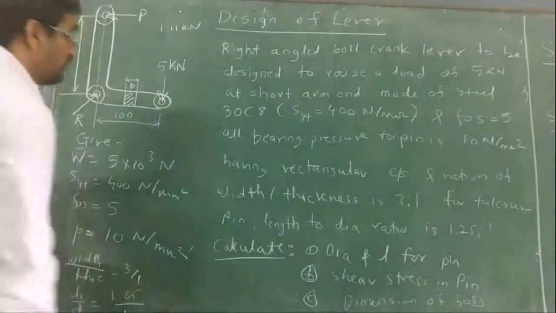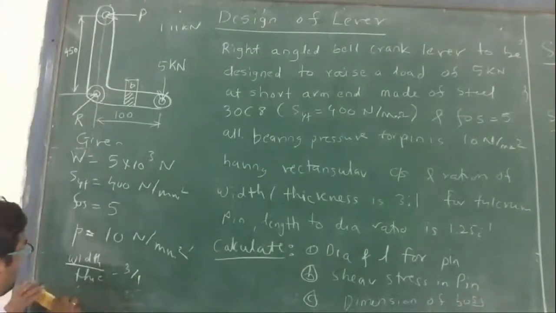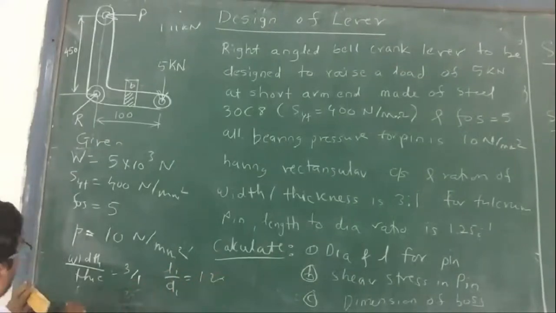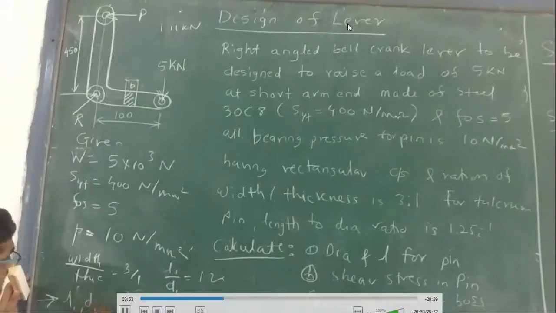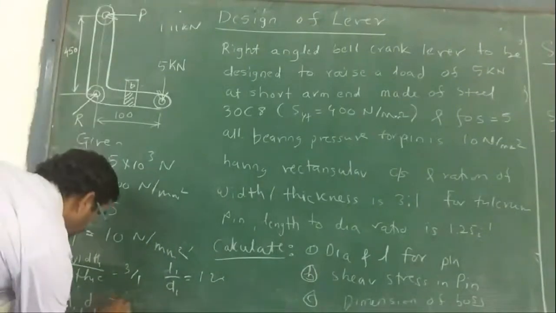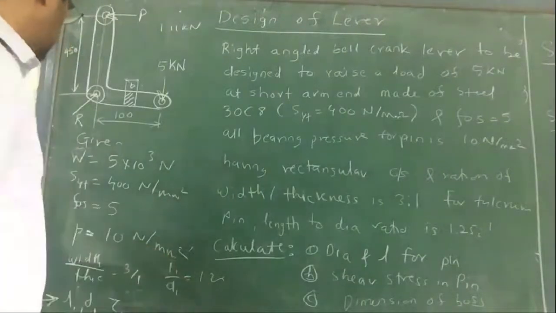So we have to find out L1 upon D1 is equal to 1.25. We have to calculate L1 and D1. What else do we have to calculate? The shear stress in the pin, tau. Then the dimensions of the boss, this L and D.